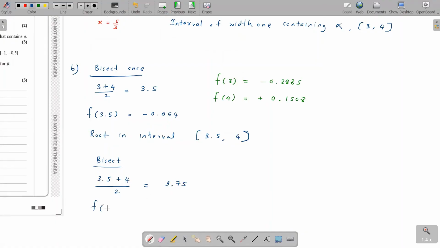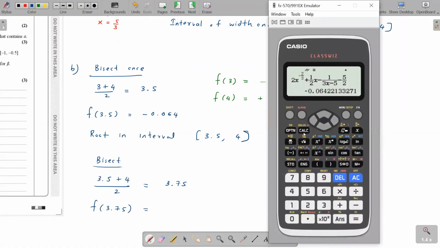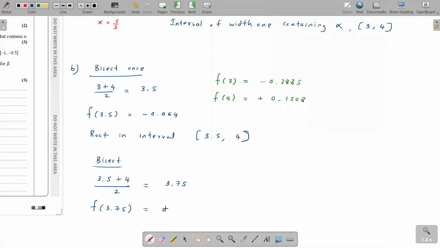So again, get f of 3.75. We already have the equation in the calculator. So again, press calc and give 3.75. What's the answer? 0.04359. Okay, 0.0436, something like this. Which is a what figure? Which is a positive figure. So what's the root?